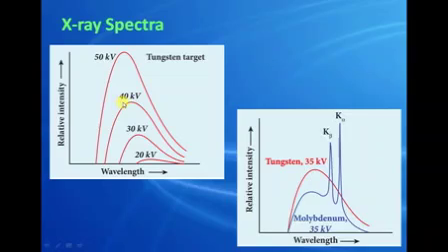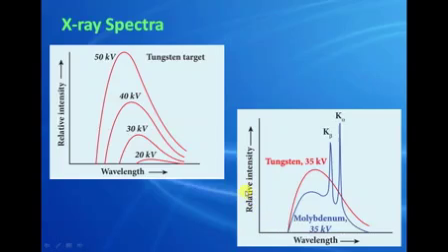This is the X-ray spectra of tungsten at various accelerating voltages: 20 kilovolt, 30 kilovolt, 40 kilovolt, 50 kilovolt. At 50 kilovolt, it reached the maximum intensity in the tungsten target material. In the second picture, you see the X-ray spectra of tungsten and molybdenum at a particular accelerating voltage, that is 35 kilovolt.